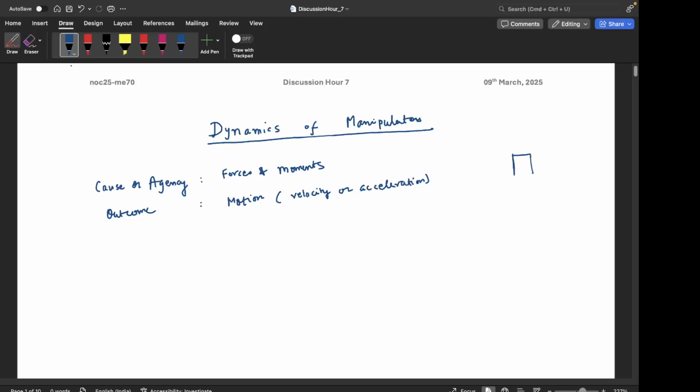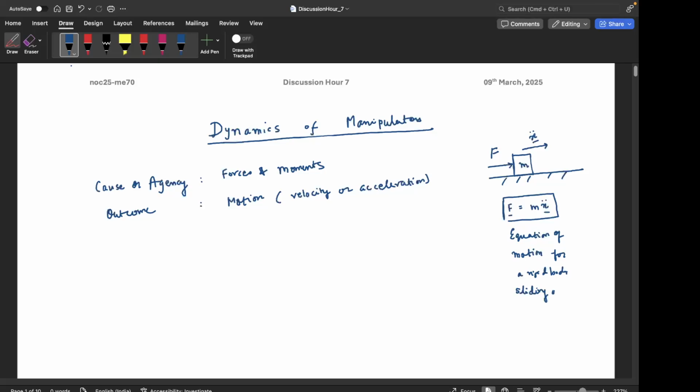If, let's say, a rigid body of mass m is being pushed by a force F, and hence it is accelerated with acceleration x double dot, with x being the displacement of the mass from the origin, then we have the well-known relation F is equal to m x double dot. This is what we call the relation between the agency and the motion. This is called the equation of motion for a rigid body sliding on a frictionless surface. So it's the ideal scenario.